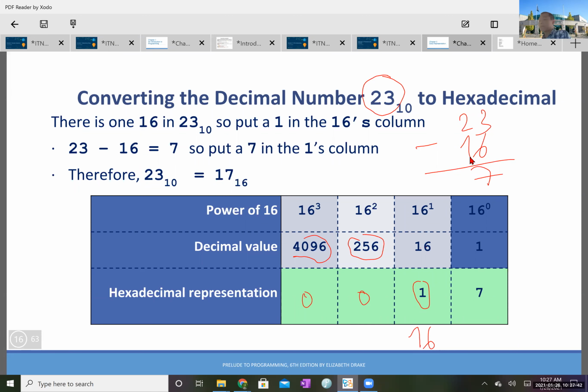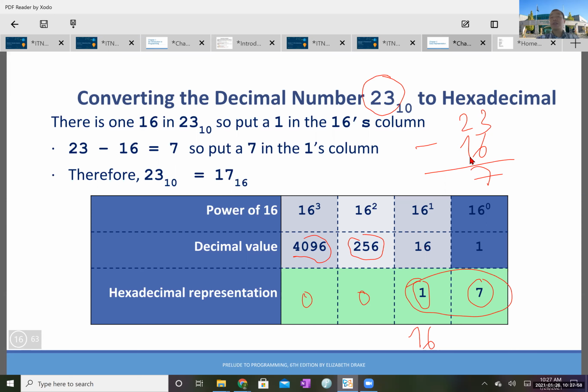Now we move to the right, you have 7 left. That means you need the number 7 here, right? So you see, if you want to convert from the decimal number 23 to hexadecimal, you have 17 here in hexadecimal. The same with this one.